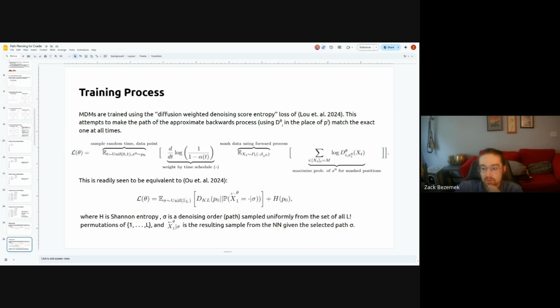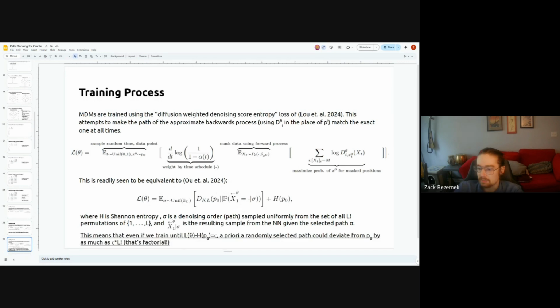Now, you can do a change of variable argument and see that this is actually equivalent to the following expression. So what am I saying here? I'm saying that we're going to select sigma, that is a path sampled uniformly from all the possible permutations of paths. And then I look at the resulting sample taking that path of my approximate backwards process, and I take the KL divergence. It's a measure of the difference between my true data distribution and the output of the neural network. So what does this mean? We're trying to minimize the average of this difference among all paths.